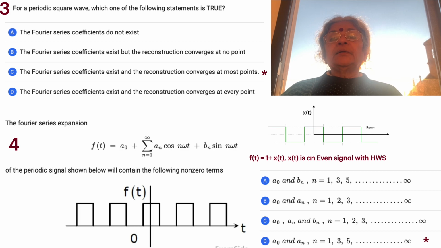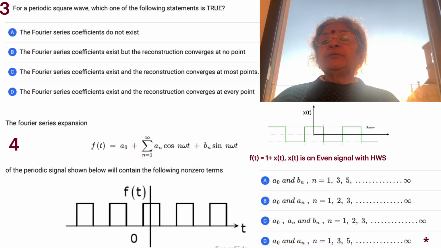The question is expressed as a Fourier series expansion of a component like this. What is asked is: which of the options given below contain the following non-zero terms? Which are the terms that are going to be non-zero here? So we realize that it is an even signal, but that will not do because we have to go a little further. So we have another way of handling this.